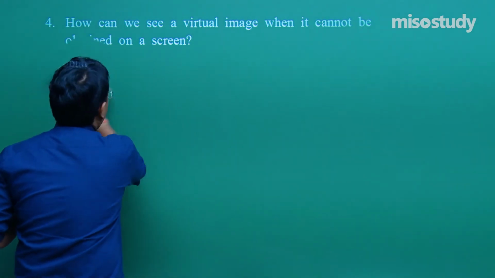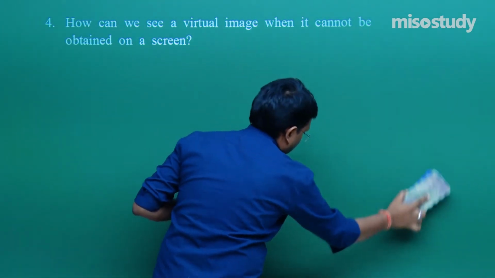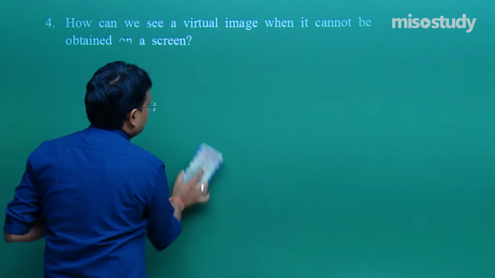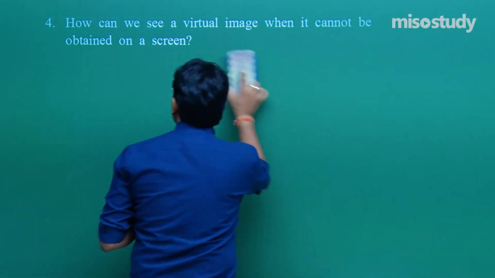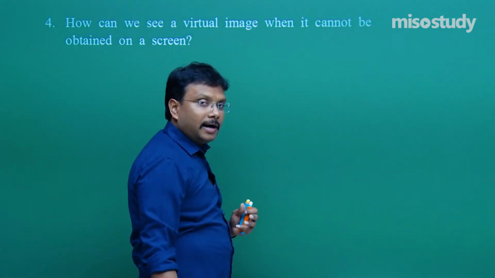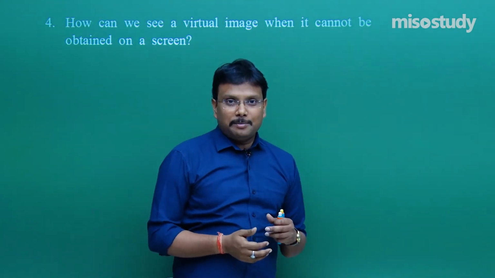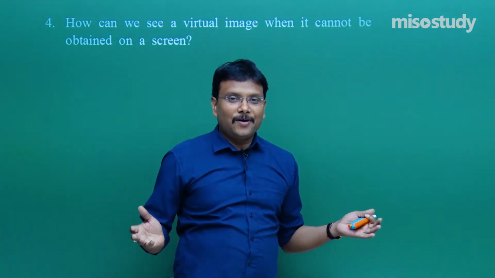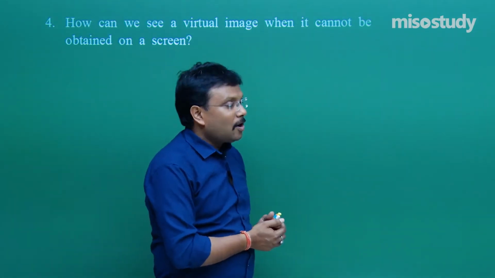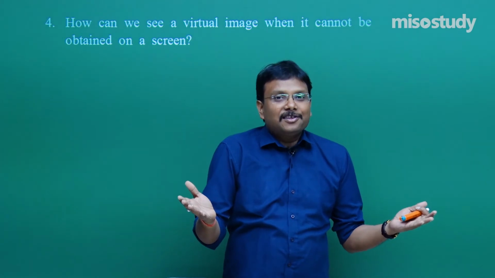As such, no condition placed by Almighty that, oh my dear human being, I am providing you eyes, but the restriction is you cannot observe virtual images. It is not like that. Fine. That is why creation by Almighty is always perfect. So, we all are perfect in that sense.